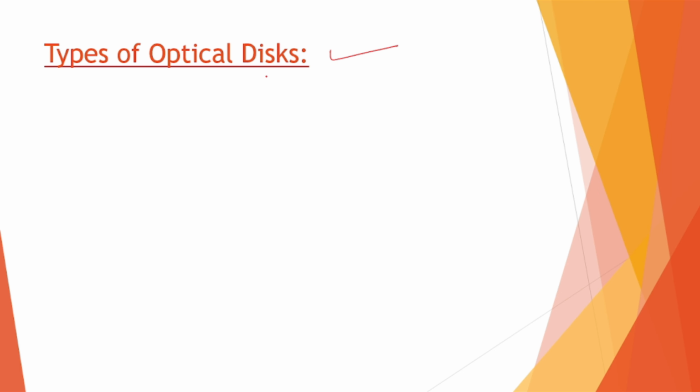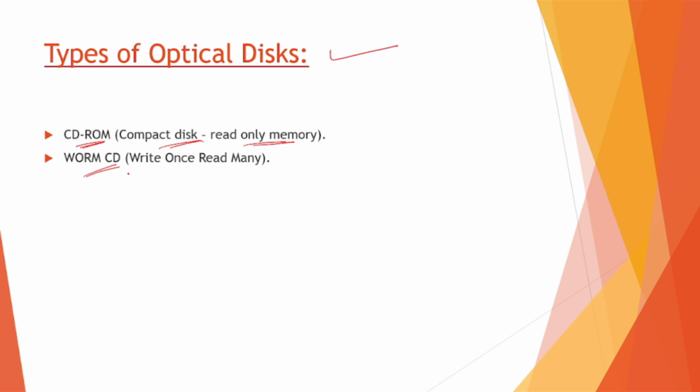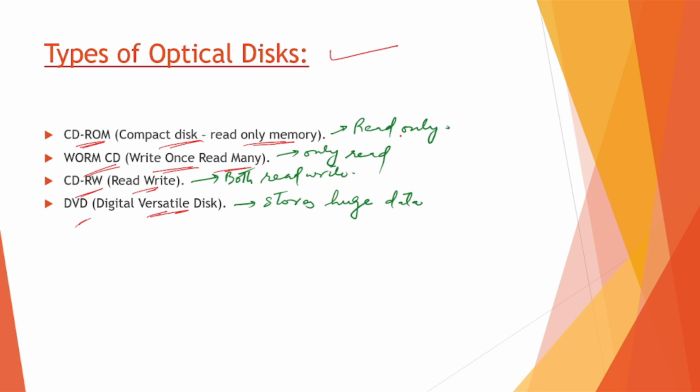We have several types of optical disks. We will see them one by one: what the different types are and what their specific functionality is. First, we have a CD-ROM, a compact disk read-only memory. Secondly, we have a WORM CD, which is write once, read many. Third is CD-RW, read-write, and DVD, digital versatile disk.